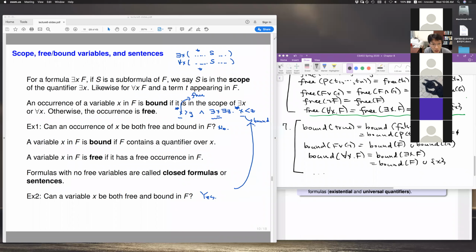So, to sum up, we have quantifications. An important concept with quantification is where the quantification affects, the region of influence by each quantifier, and that's specified by the scope. Then to say whether some variable is affected by a quantifier or not, we introduce the notion of bound and free. And a formula without any free variable is called a closed formula or sentence.